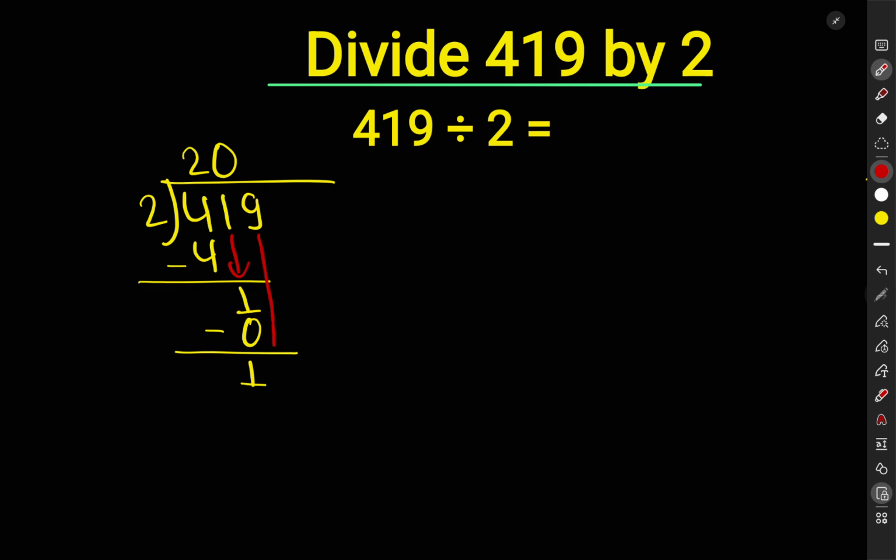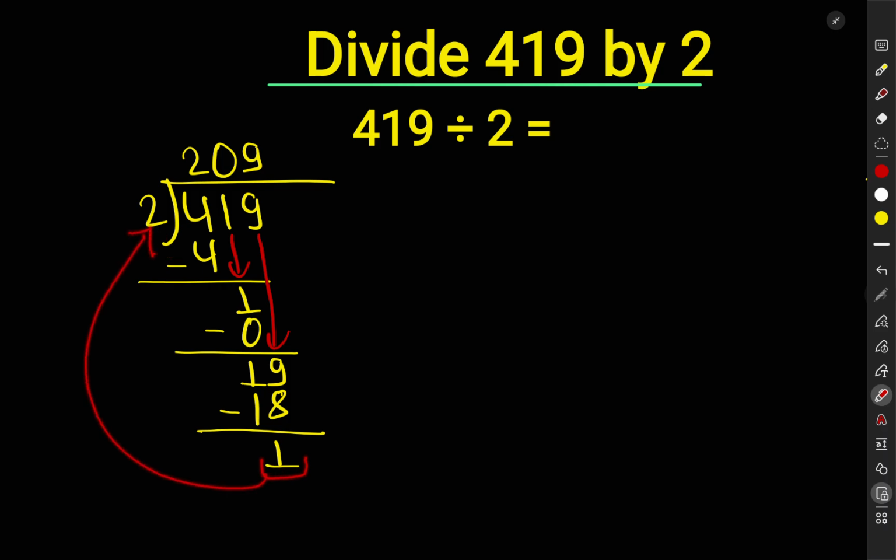So again we put down this 9 and it is 19. So 2 times 9 is 18. On subtracting, it is 1. So now this 1 is less than 2 and there is no other number to put down.